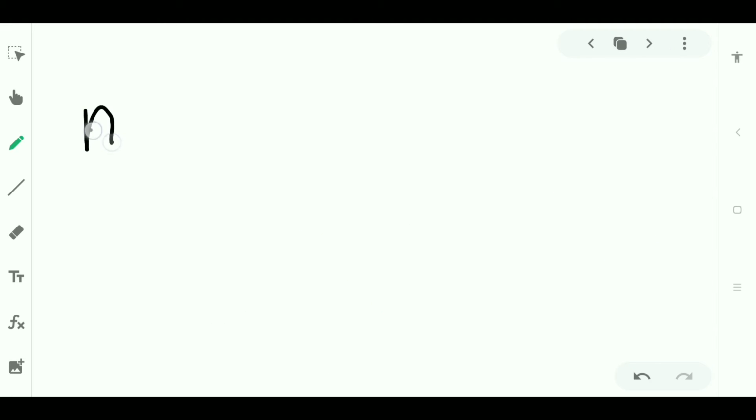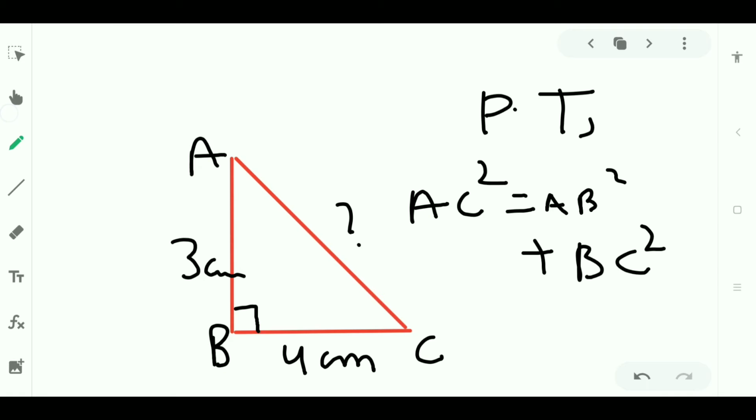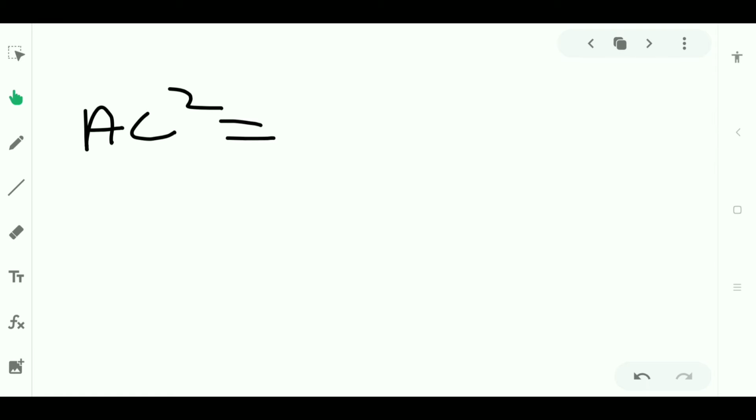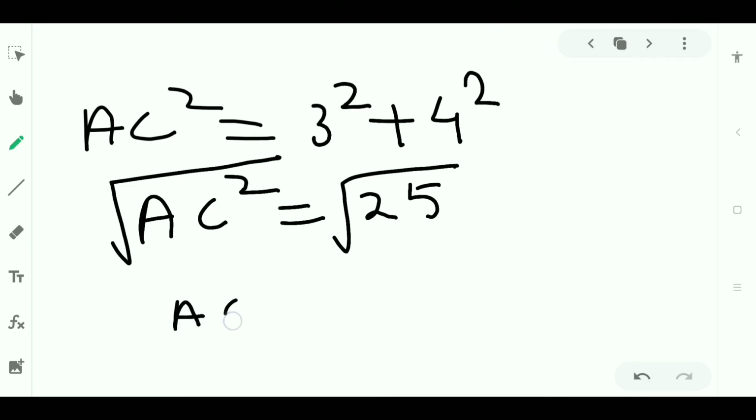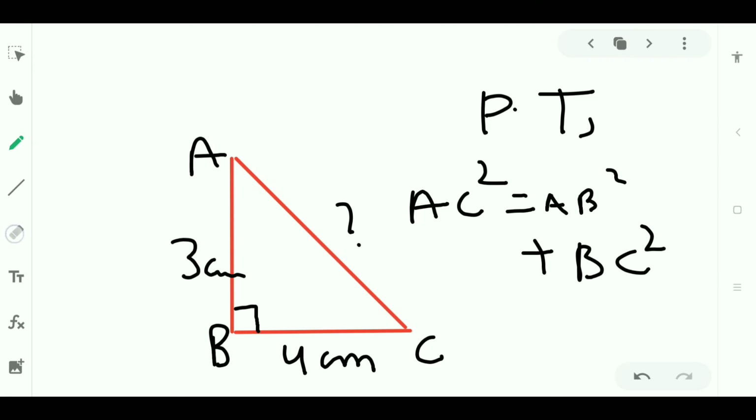So here AC square, we are getting, AB square is nothing but 3 square plus 4 square. Okay. 3 square is nothing but 9 and 4 square is nothing but 16. 16 plus 9 is equal to 25. So when we take square root on both sides, we are getting AC, here square and root cancel. AC is equal to root of 25, which is nothing but 5 centimeter. So now here AC is equal to 5 centimeter.